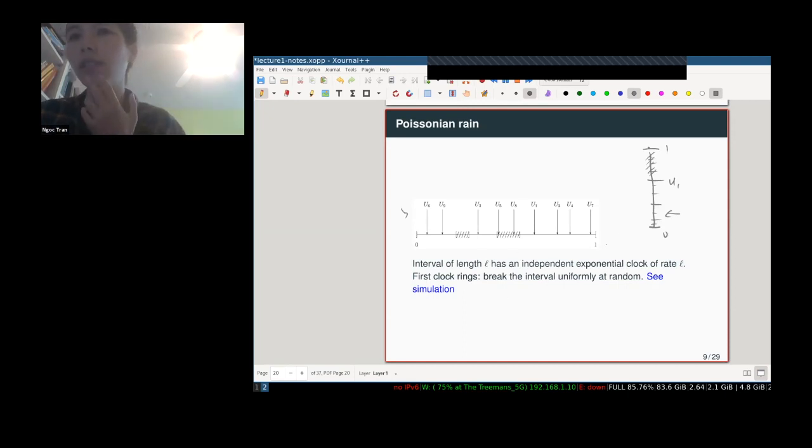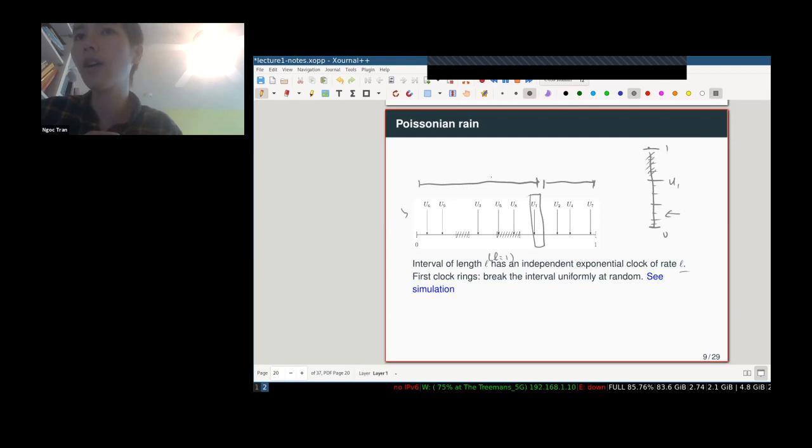I have an interval of length L. Let's say for my picture, L is equal to 1. And I have an exponential clock of rate L. So higher rate means the clock rings more often. The first time my exponential clock rings, I'm going to break the interval uniformly at random, let's say at U1. And then now I have 2 intervals, which I will keep track of independently.